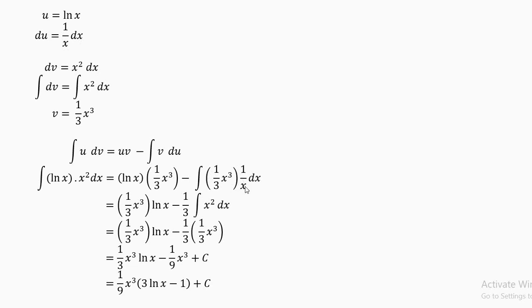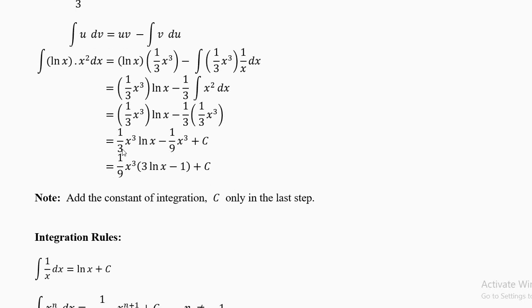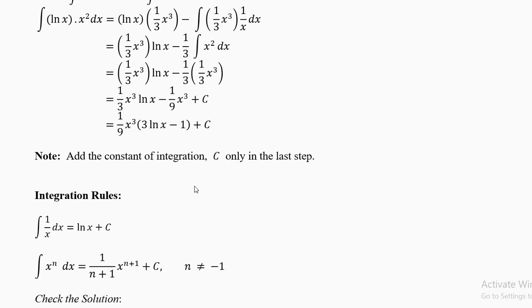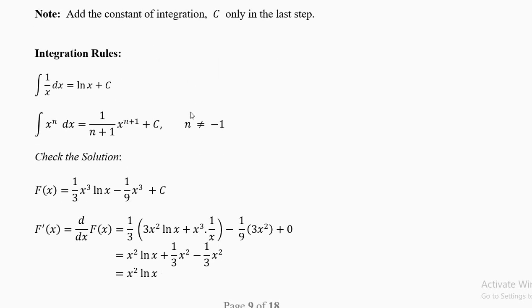X cube divided by x is x squared. 3 minus 1 is 2. You will get x squared. Power 2 is called x squared. Now integrate x square, you will get 1 by 3 x cube. Now minus 1 by 3 into 1 by 3 is minus 1 by 9 x cube plus c. Your integration here is over, but you have to take the x cube common and take 1 by 9 common. You will get 1 by 9 x cube into bracket 3 ln x minus 1. You can take the 3 inside the ln x and you will get ln x cube, but we don't have to do it in this question. Sometimes we have to do some more algebra in your engineering and physics problems.